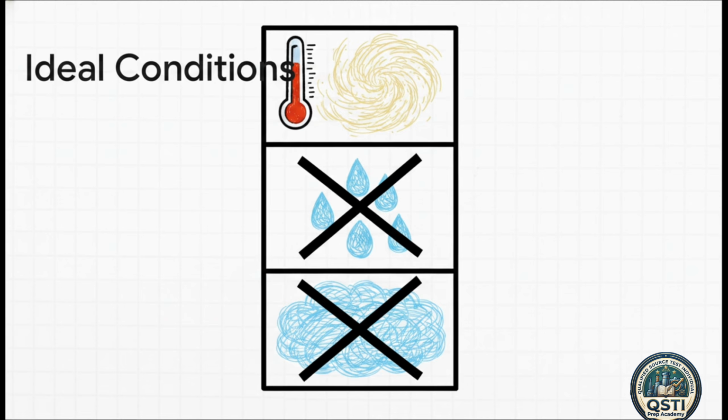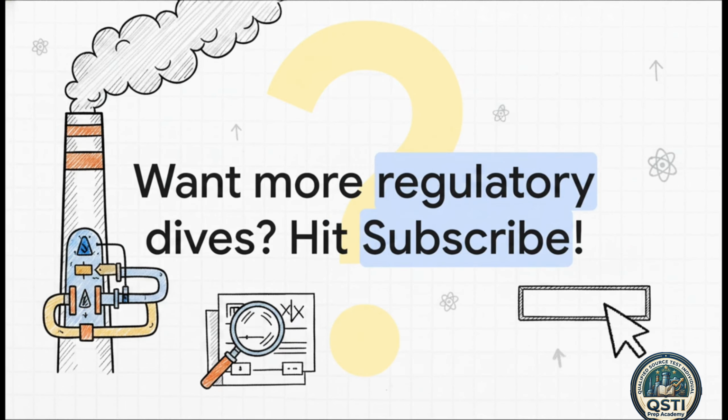Plus, you absolutely cannot use Method 17 if the stack contains liquid droplets or if it's saturated with water vapor. The whole point here is capturing dry particulate right at its natural temperature without introducing any artificial heat. Now, we are about to literally look inside the smokestack to see exactly how this hardware operates.